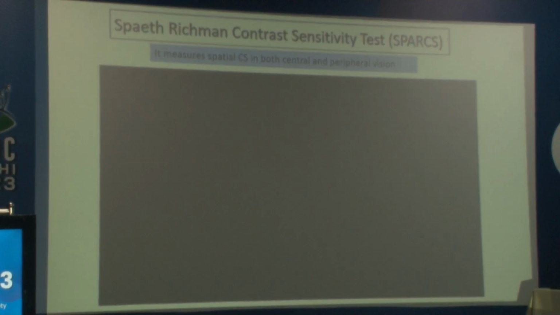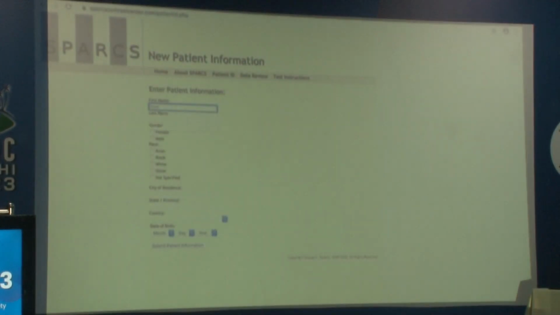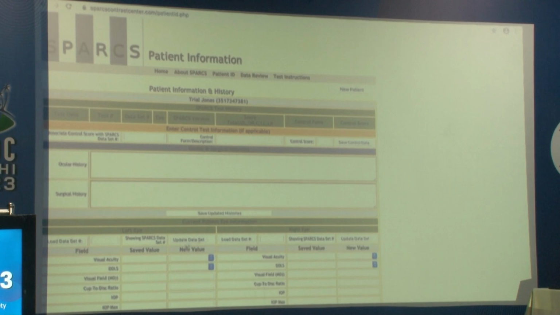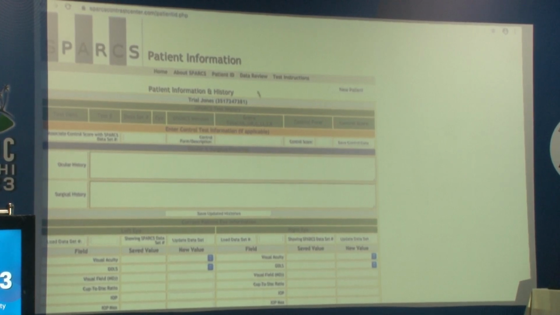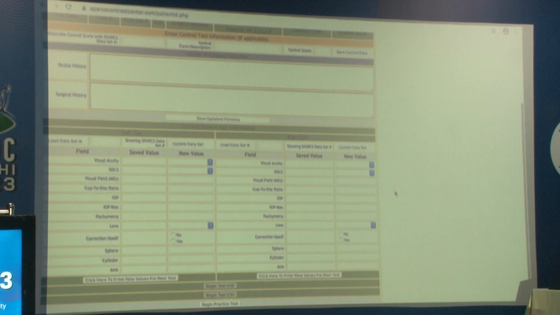So we come to Sparks, which measures spatial contrast sensitivity in both central and peripheral visual field. So how is it done? It is performed on a standard computer on visiting www.sparks.com. On entering the basic information, the patient logs into the page. On entering the page, every patient will get its unique identification number, which can help the patient for the further follow-up. On logging into the page, the basic eye information is filled. On filling the basic eye information, the test is started.